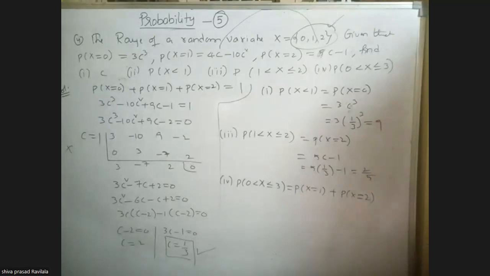So P of x less than 1 equals 1 by 9. 1 by 9. 3 into 1 by 3. Probability of x is equal to 0. Yes, 1 by 9.